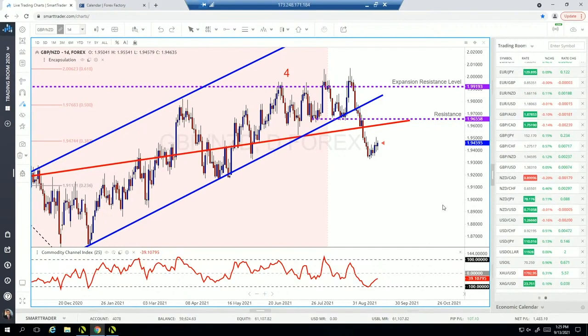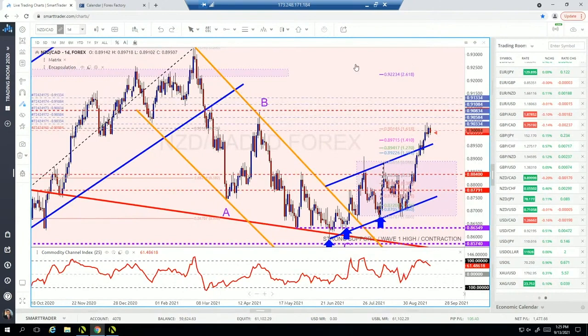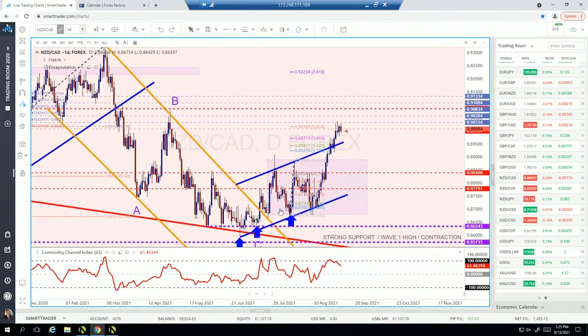I believe there's a huge opportunity on New Zealand CAD for a sell-off, and it's only because we've rallied for so long right now. We're looking for that correction, and there's a lot of room to the downside based on this pair and its trading range. We're looking at around about 100 to 160 pips, so 100 to 160.